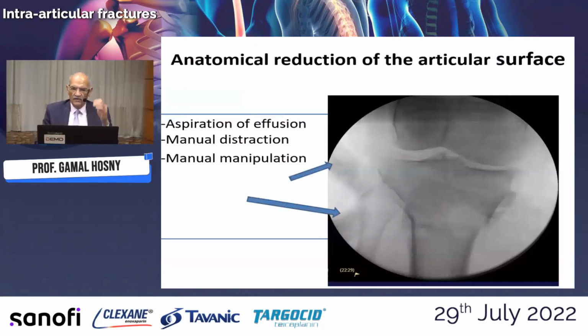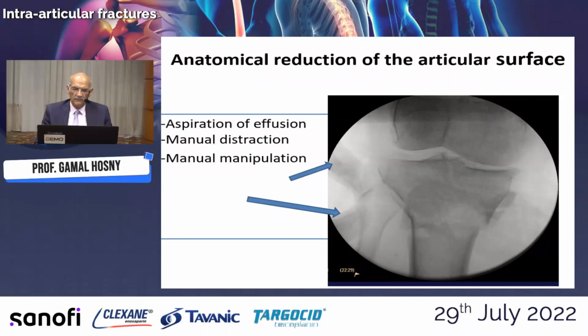I'm going to tell you the steps as if we are together in the operating theater. First step is to do aspiration of the effusion. Then manual reduction using your 2 hands and manual distraction with the assistant and manual manipulations. Usually you don't have to apply the frame proximally and distally and do severe distraction because of the so-called ligamentotaxis.